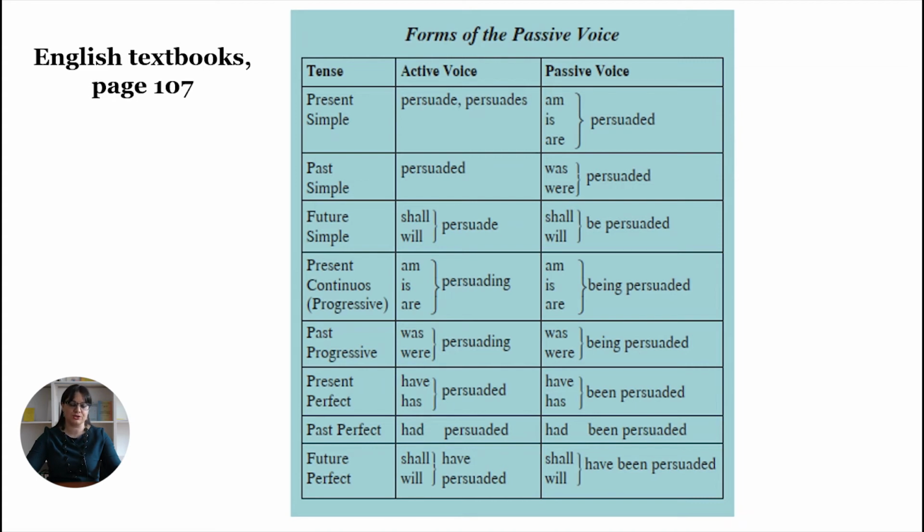Persuade or persuades, the third person singular. As we have said before, the verb to be takes the tense of the verb from the active sentence, and we have am, is, or are plus past participle of the verb, persuaded. And now let's practice a little bit. If you need, you may look into your books to see the forms of the passive voice.